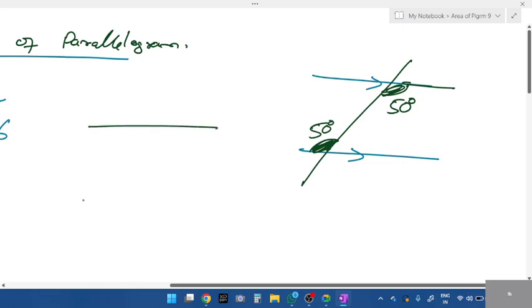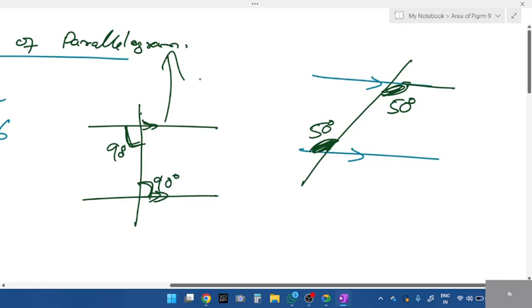Interior alternate. Now the same parallel lines. If I draw a straight line, the angle formed here is 90°. And what's the angle formed here? 90. So in a parallelogram, if interior alternate angle is given, between two parallel lines, this is known as a parallelogram. This is what you'll have to remember. So a parallelogram will have interior alternate angles. Whenever interior alternate angle is given, that is a parallelogram.